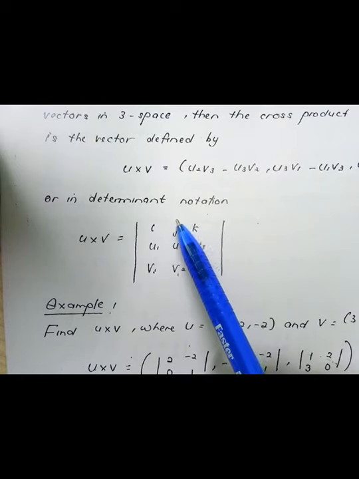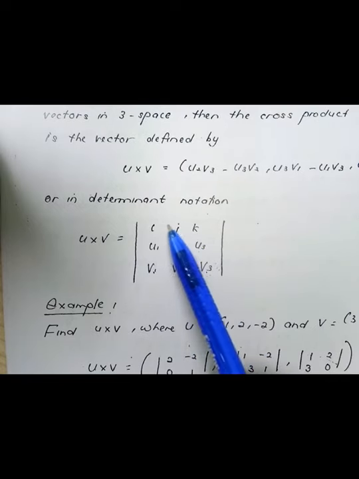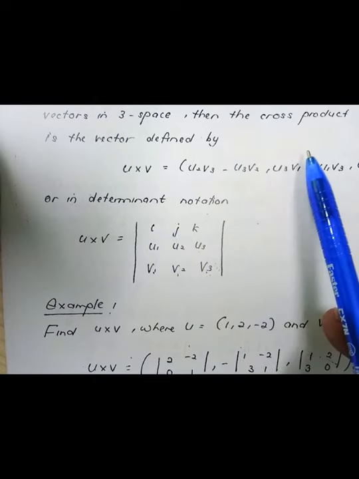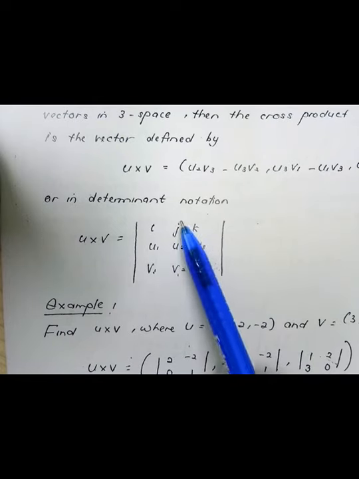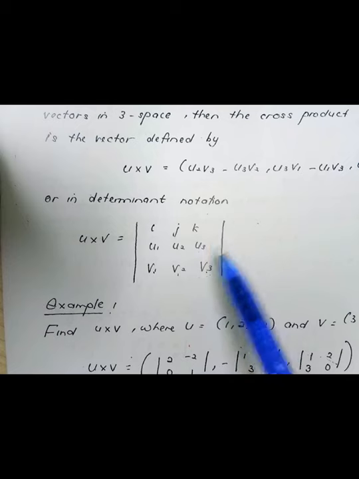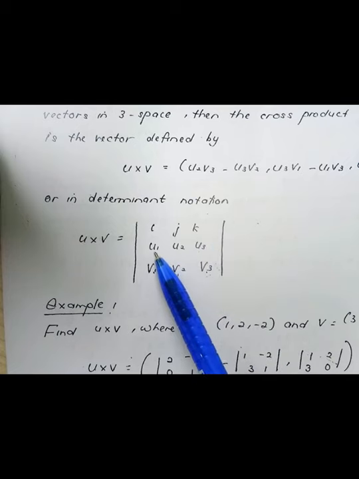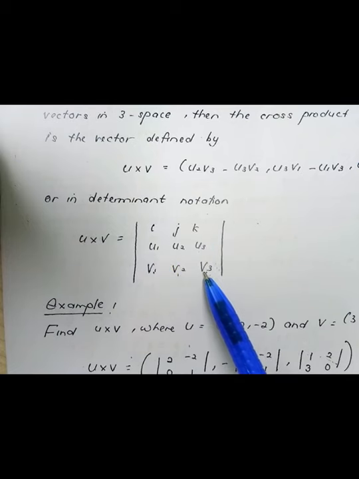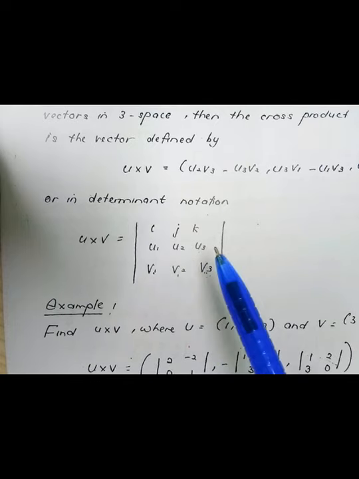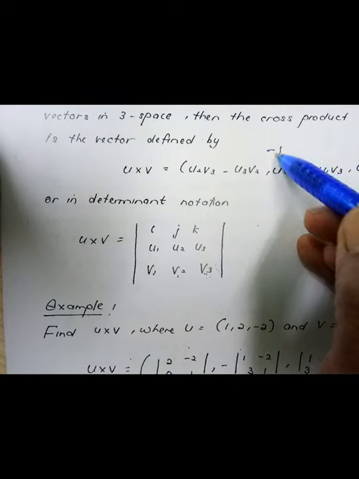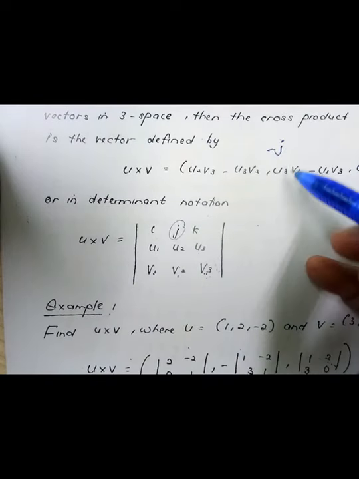Okay, for the j component, we remove the column and row. So this is negative, it should be negative j. Remove this, and we get negative u1 v3 minus... so the negative should be in front here. Okay, this is negative j, negative j here.